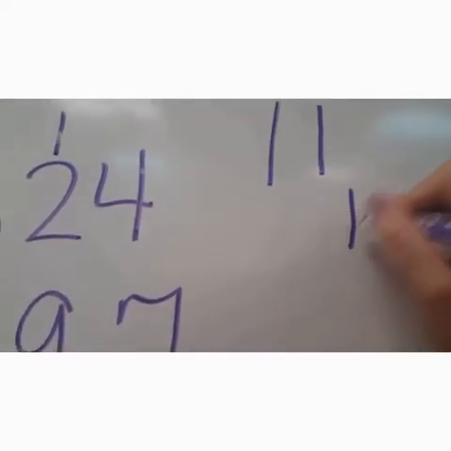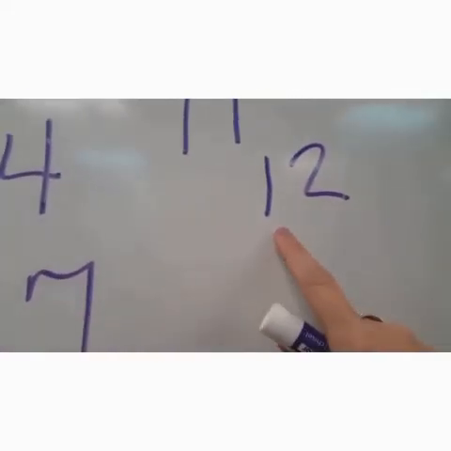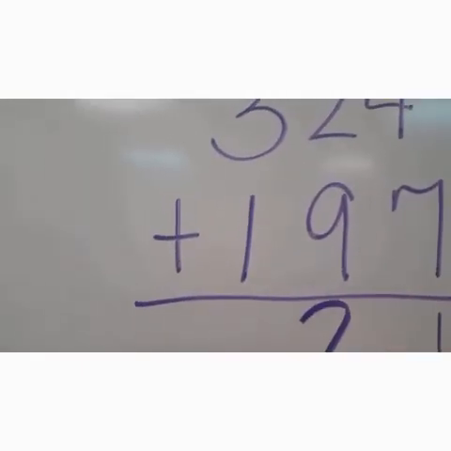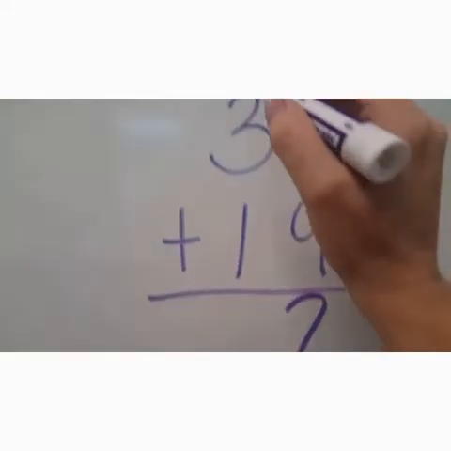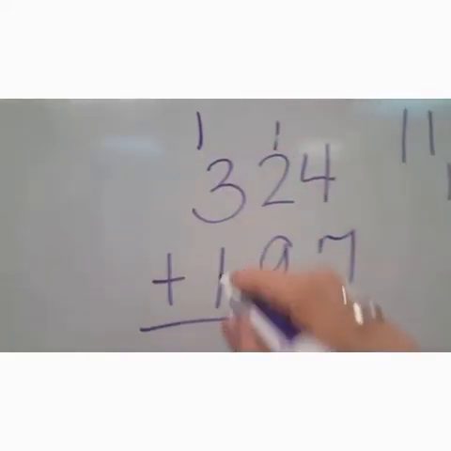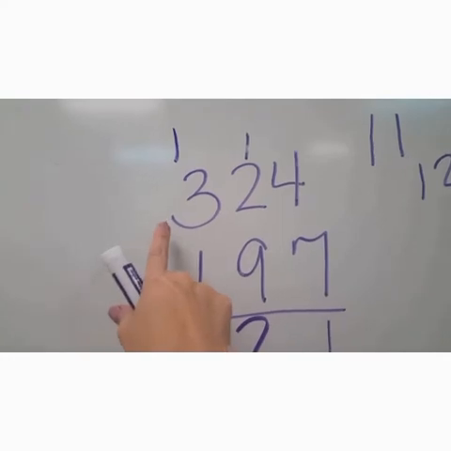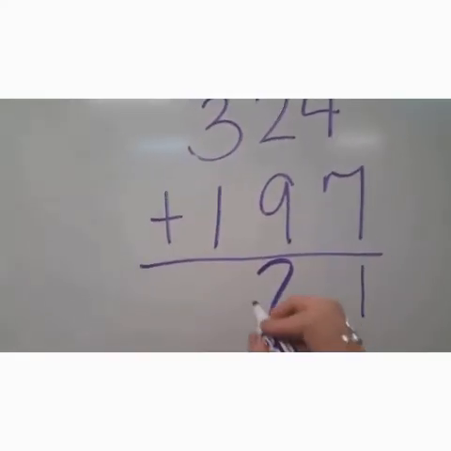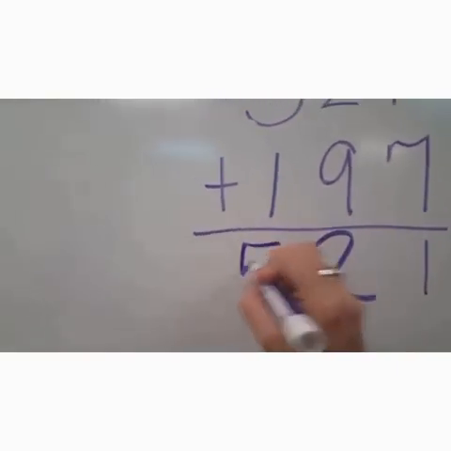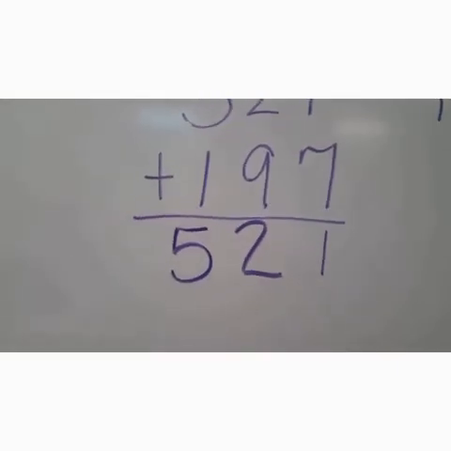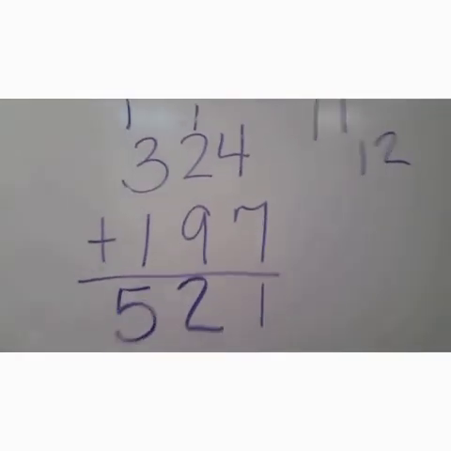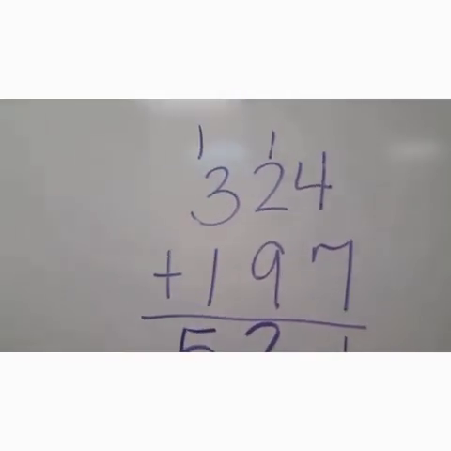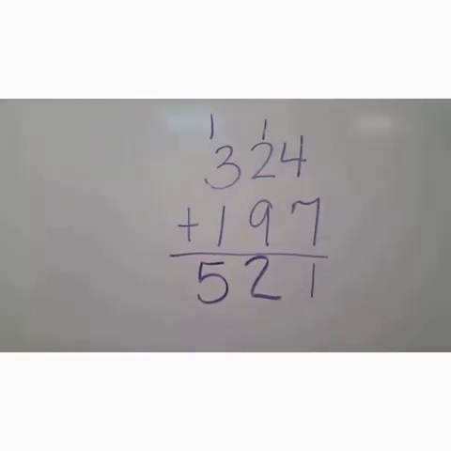So if this is the way I write 12, then I have 1 ten and I have 2 ones. So I'm going to write the 2 down here, and I'm going to carry that 1 up here. So now I have 3 plus 1 equals 4, plus 1 more equals 5. So my answer is 521. This is where I've seen the most mistakes because people forget to carry. You forget that you have to borrow.